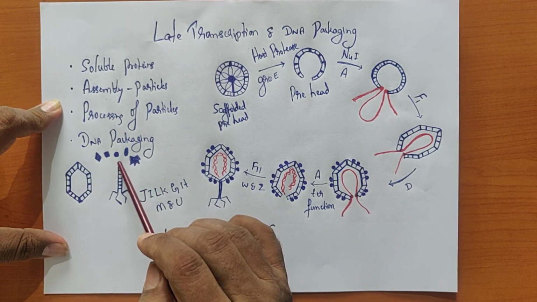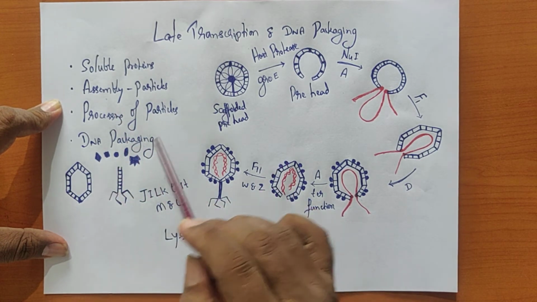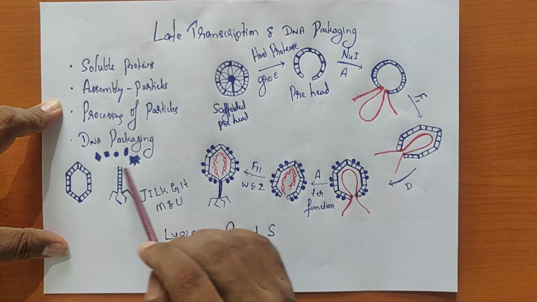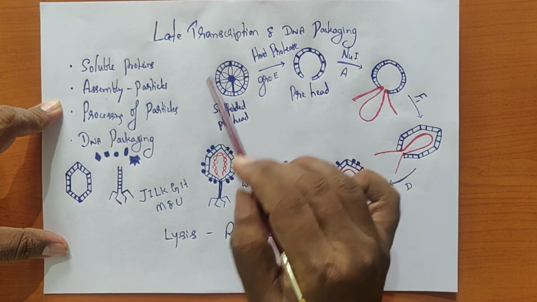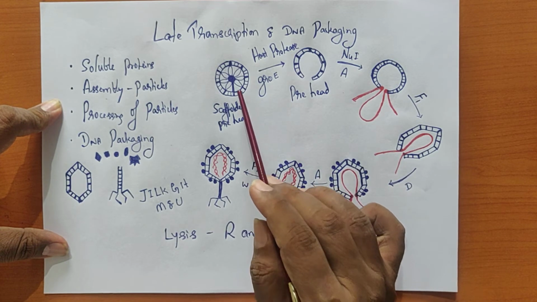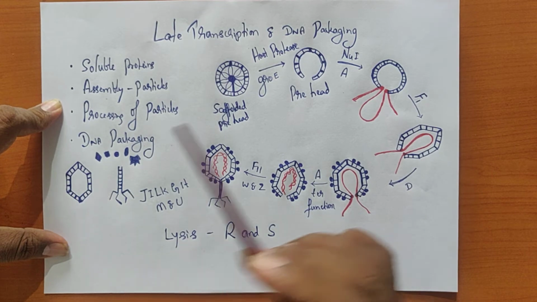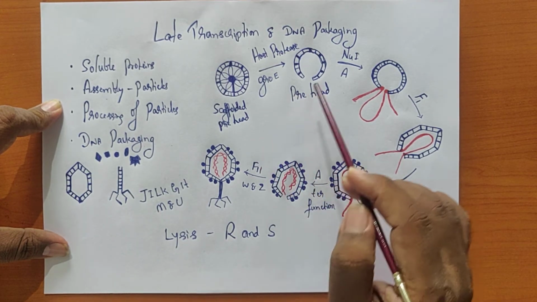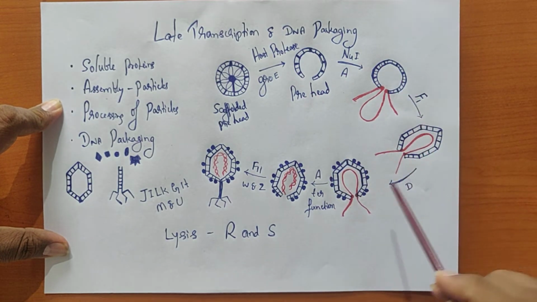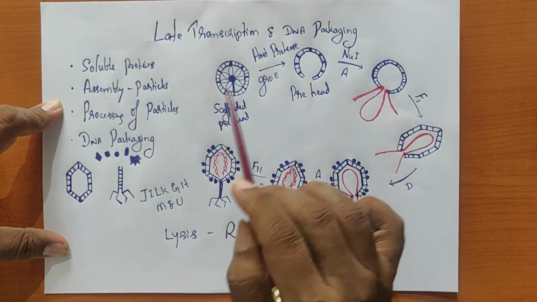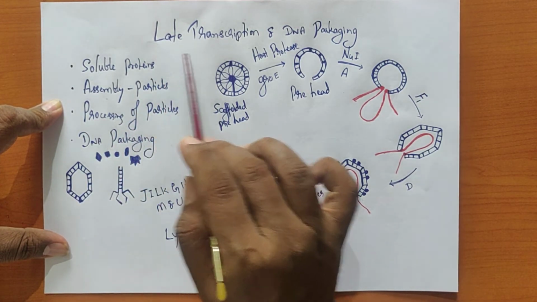Then they stopped a little bit later and tried to characterize what happened to the soluble proteins. These soluble proteins were assembled, and they identified a particular precursor, which they call a scaffolded prehead. Then, when they incubated for a longer period, they identified one more stage, called the prehead. Like that, they identified the various stages involved in the late transcription.